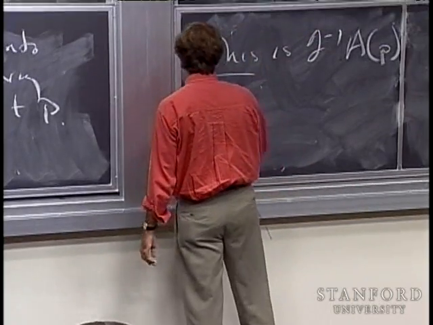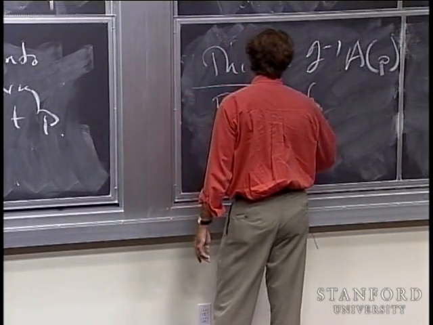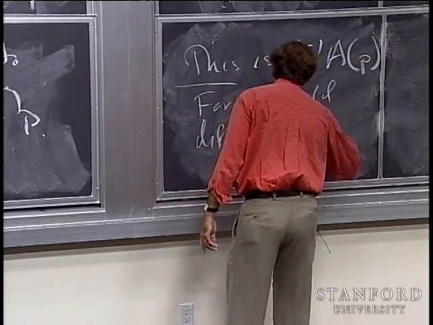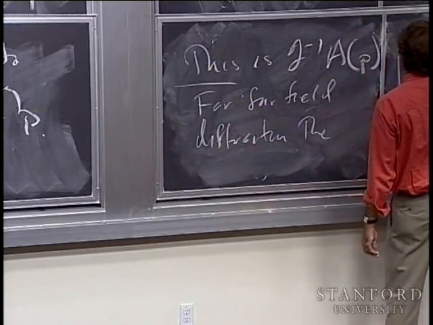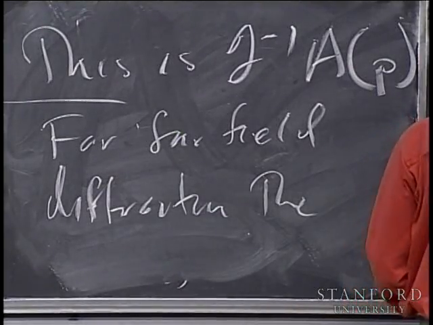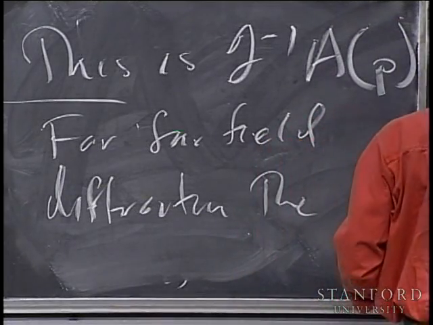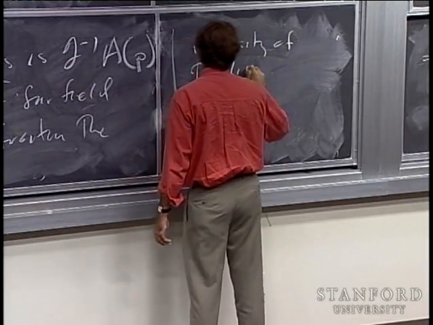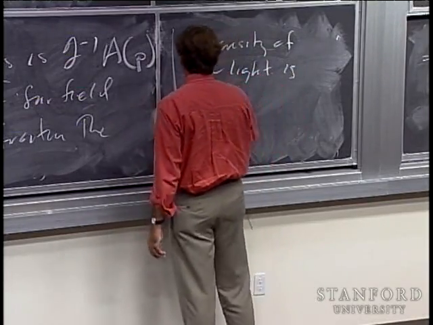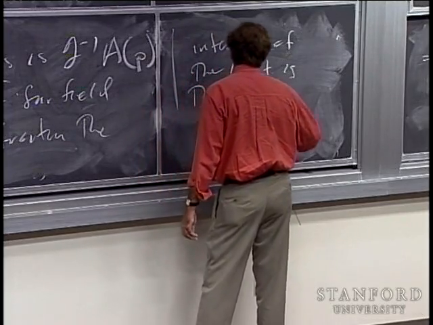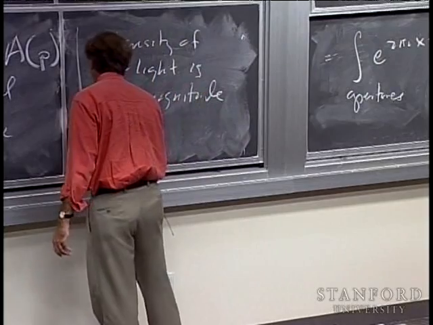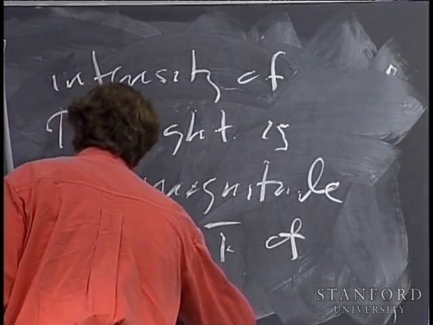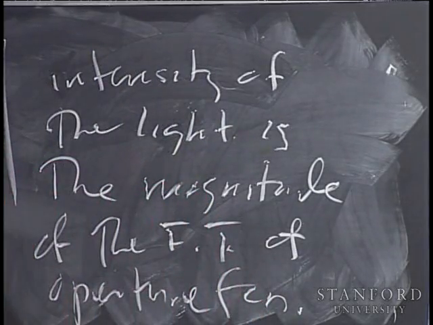All right, for far field diffraction, the magnitude, which is what you see, or maybe let me put it this way, the intensity of the light, because that's what you're seeing, is the magnitude of the Fourier transform of the aperture function. All right, that's the summary, that's the headline.